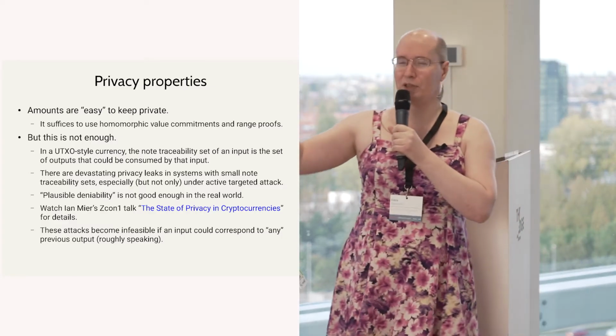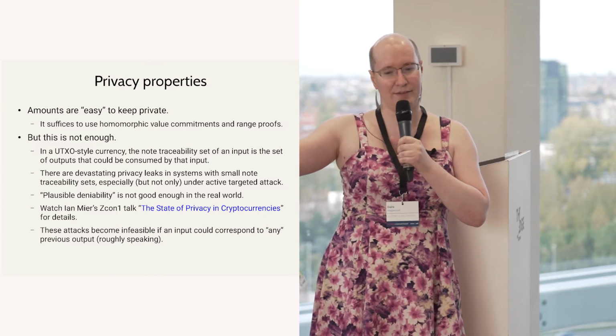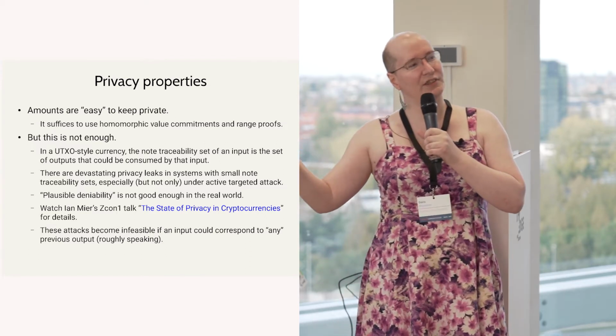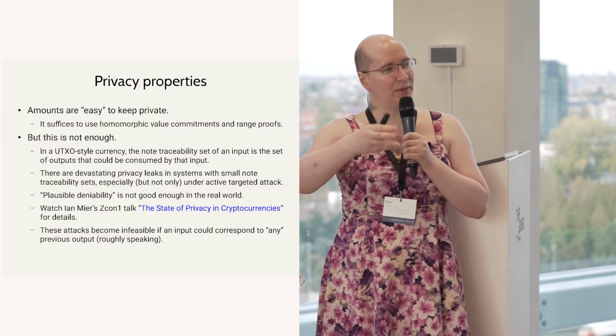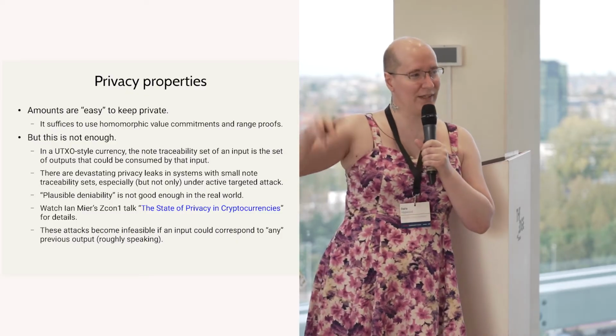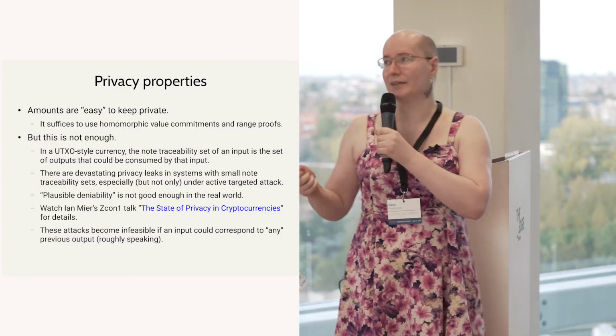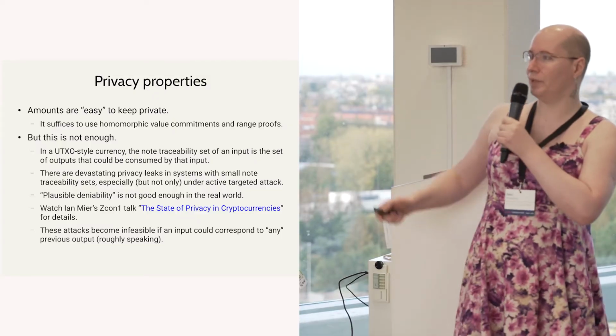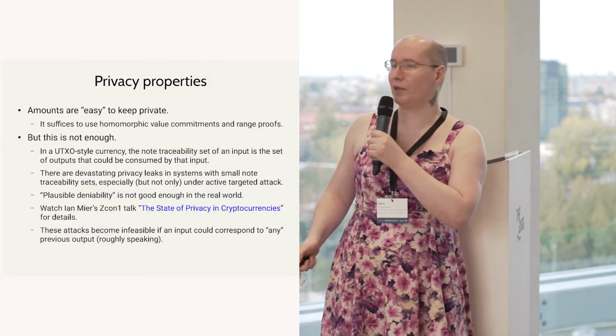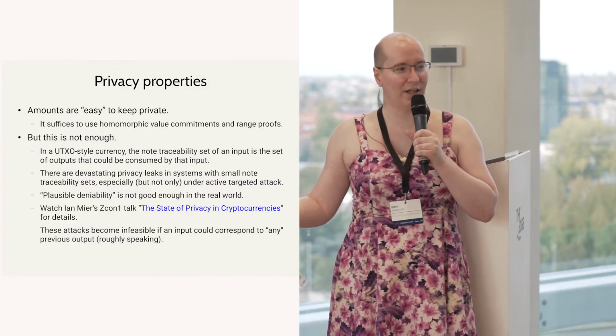And this plausible deniability, the idea that you don't know exactly which previous output corresponds to an input, but it's something in a small set, doesn't really work in practice. And this talk by Ian Miers at ZCon1 will explain in lots of detail why that's the case.